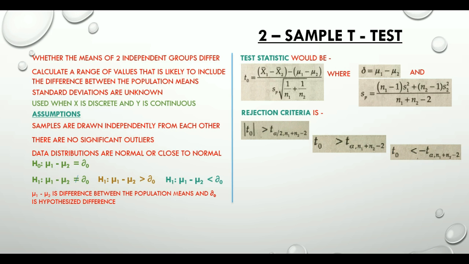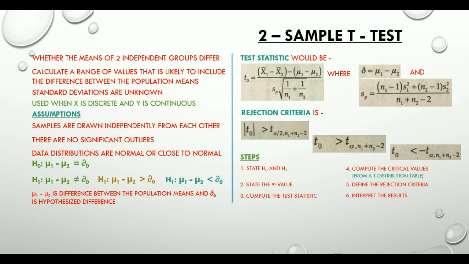Broadly, the steps to conduct a two-sample t-test are as follows. We are familiar with these steps from our previous videos on hypothesis testing, one-way ANOVA, one-sample t-test.